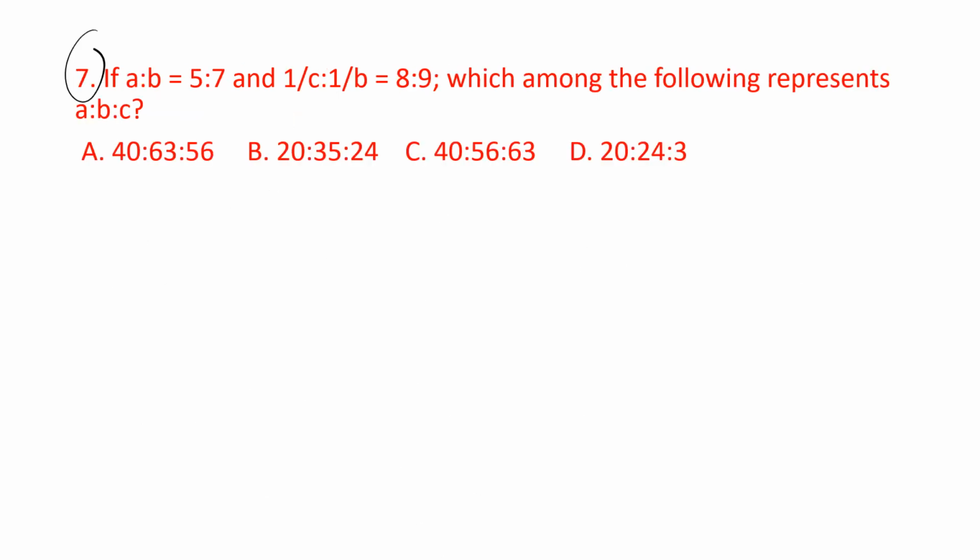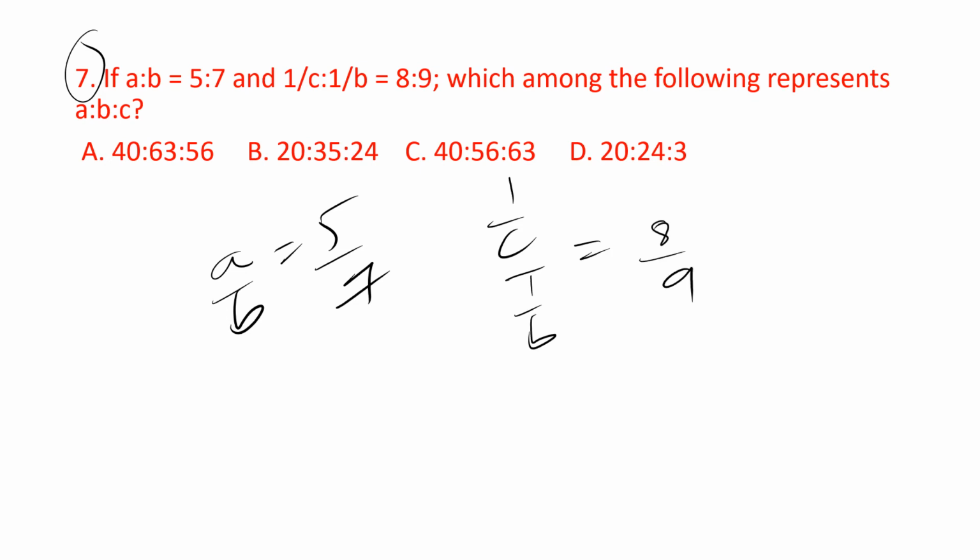And here comes the question related to ratios. Given that a by b is 5 by 7, and 1 by c is to 1 by b equal to 8 is to 9. 1 by c divided by 1 by b means b by c is equal to 8 by 9, by taking the reciprocal, b comes to the numerator. B by c equals 8 by 9, a by b equals 5 by 7.